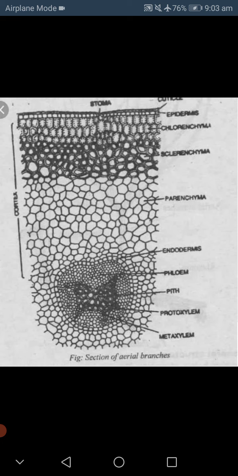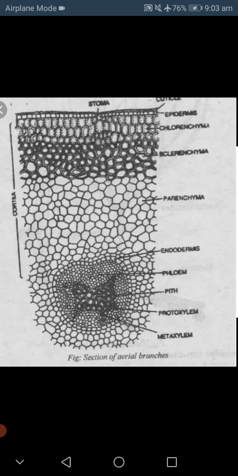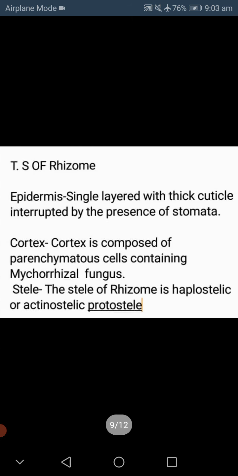Here this is the basal part of the shoot that consists of pith, that is siphonostelic in nature. This is about the aerial shoot of Xylotum nudum. Next is the TS of the rhizome.